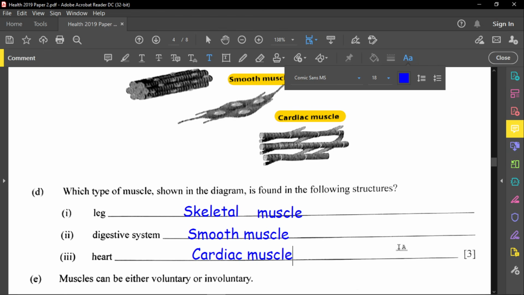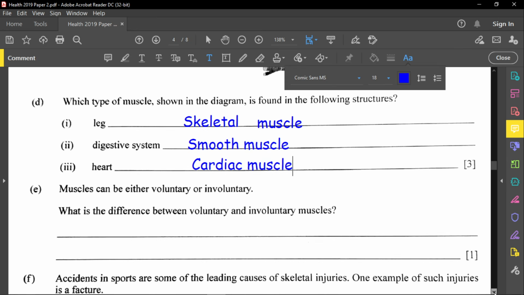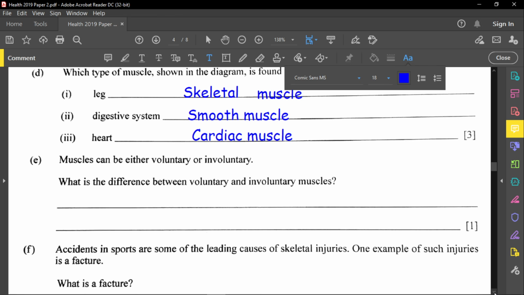All right, so the cardiac muscles. All right, so great. Now, part E said muscles can be either voluntary or involuntary. What is the difference between voluntary and involuntary muscles? And this is only for 1 mark. Again, for example, voluntary are the skeletal muscles, and you can control those. But the smooth muscles in the digestive system are involuntary, and you cannot control those.